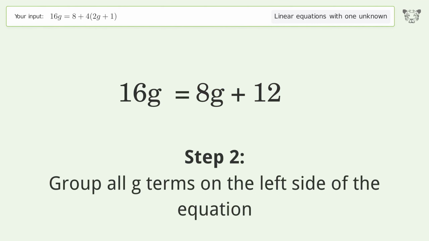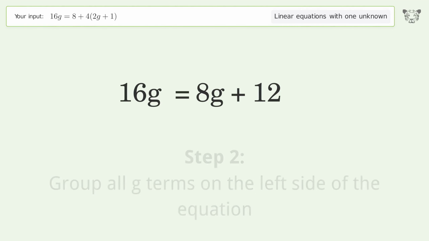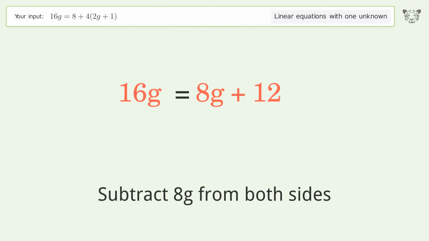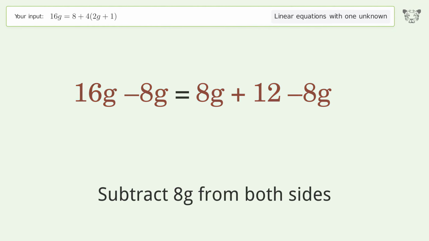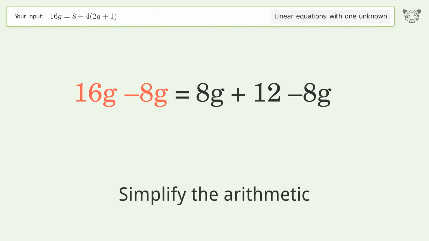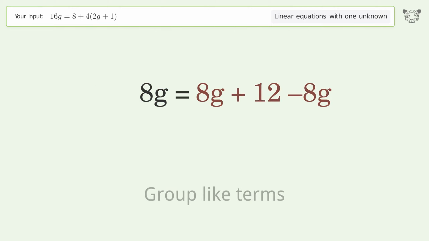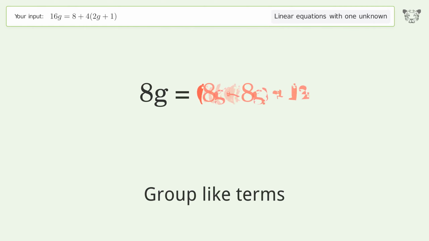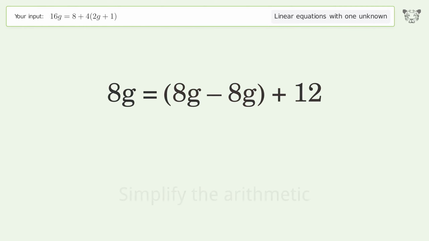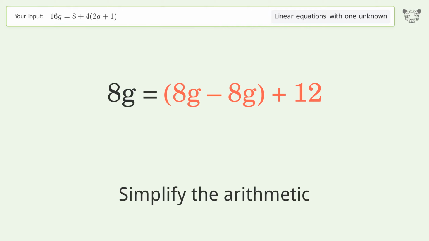Group all g terms on the left side of the equation. Subtract 8g from both sides. Simplify the arithmetic. Group like terms. Simplify the arithmetic.